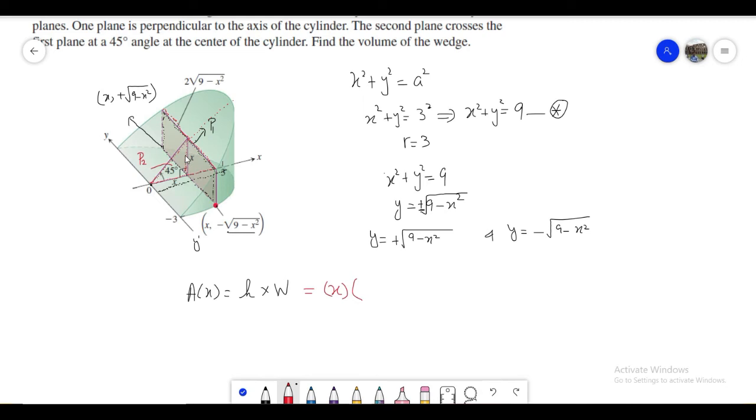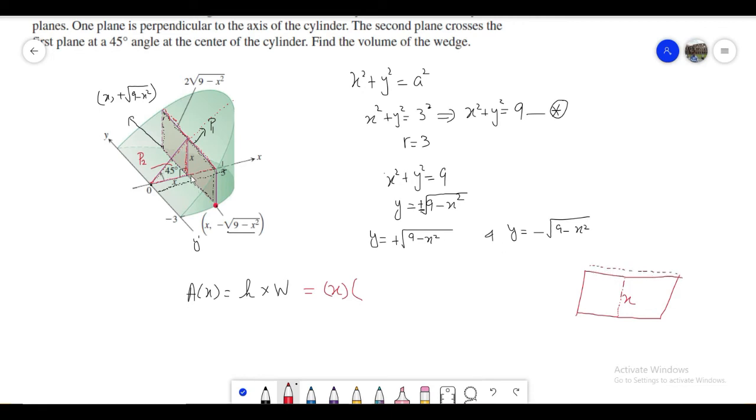Of course we are working with three-dimensional figures. The height is this and the width is this one. If I separate this one, you can see this is the height x, and this is the width.